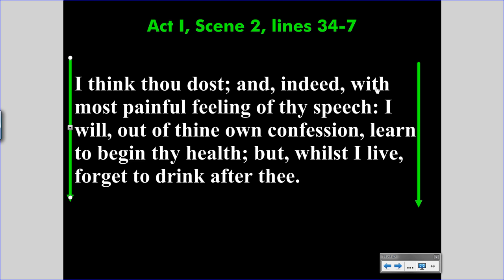So with blank verse, the line ends because the iambic pentameter unit is complete. With prose, the line simply ends because, well, the margin has been reached and it must wrap around. It's the same as when you're typing in something like Microsoft Word. You simply type and type and type, and you do not press enter until you are to the end of a paragraph. Well, the same thing happens with prose in Shakespeare.